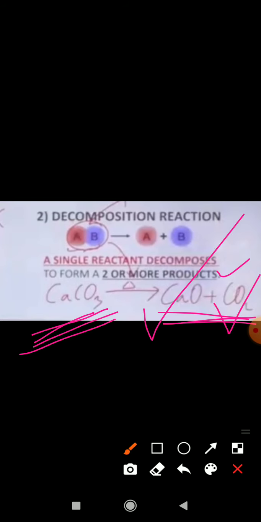and carbon dioxide. So let's move to the third type of reaction, that is displacement reaction. What is a displacement reaction? It is also important in the world of chemistry in 11th, 12th, or 10th also. A more reactive element displaces a less reactive element from its compound. It is known as a displacement reaction.